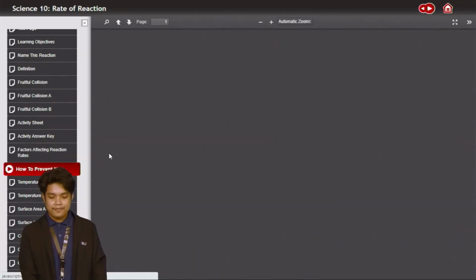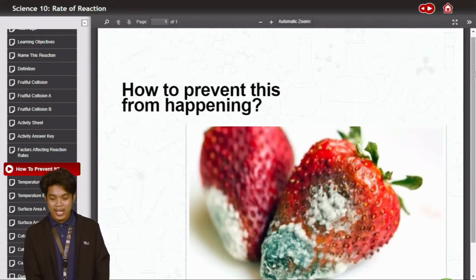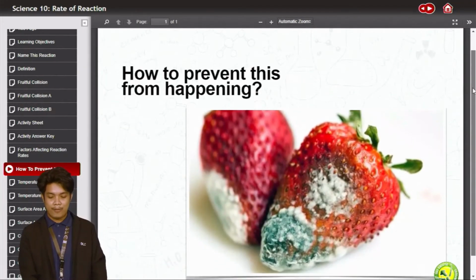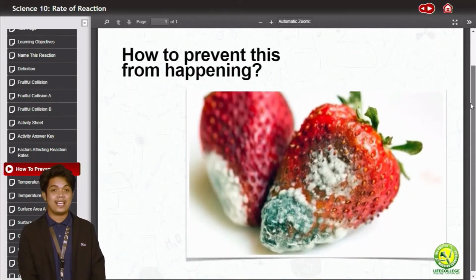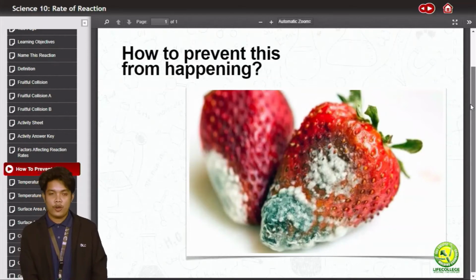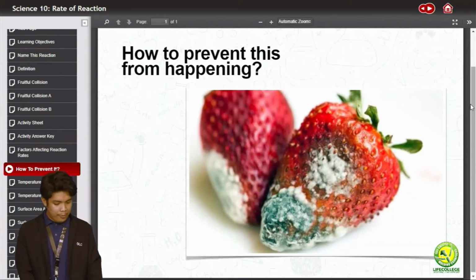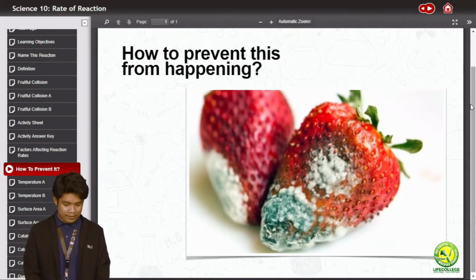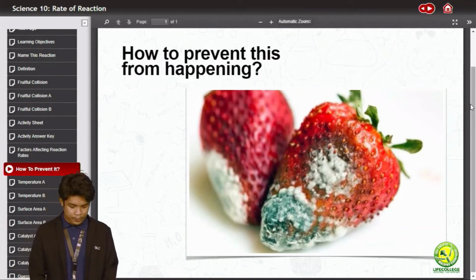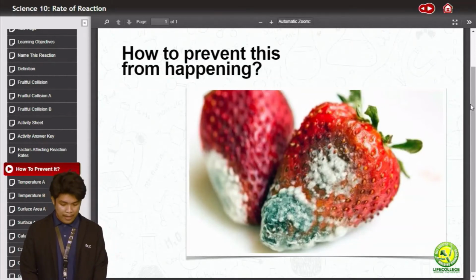So right now, I have a question for you. How do we prevent this from happening? So we all know that this is food spoilage, or decomposition of organic materials. If I ask how to slow down the rate of reaction of food spoilage, what will be the first thing that comes into your mind?